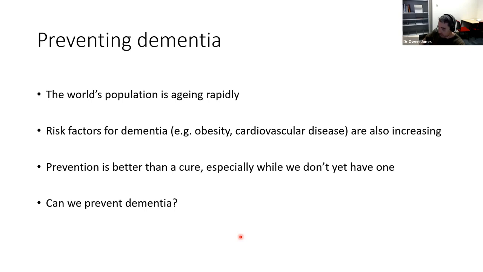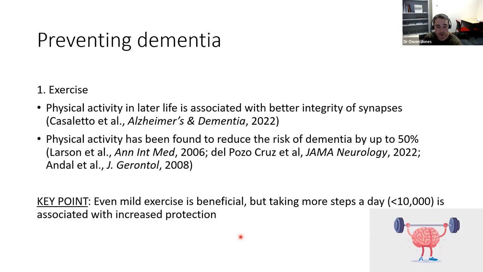In fact, there's very good evidence to suggest that there are a whole raft of changes to our lifestyle that we could make that can significantly reduce the rate or the onset of dementia. So what are they? Well, these are things that you may have heard of already. There are some key ones. Exercise is a major factor here. Physical activity in later life is associated with the health of synapses in general, synapse number, the integrity of those synapses. So certainly exercise is good for your brain.